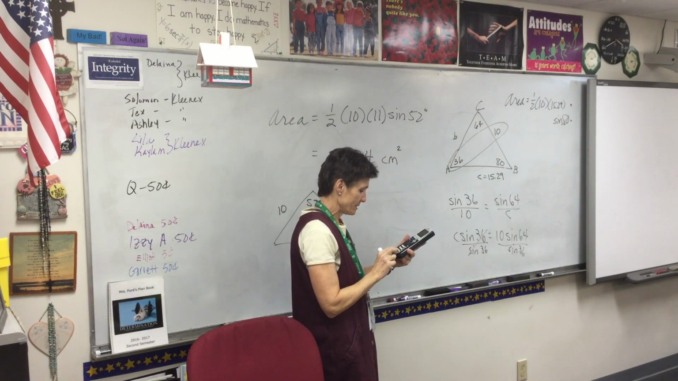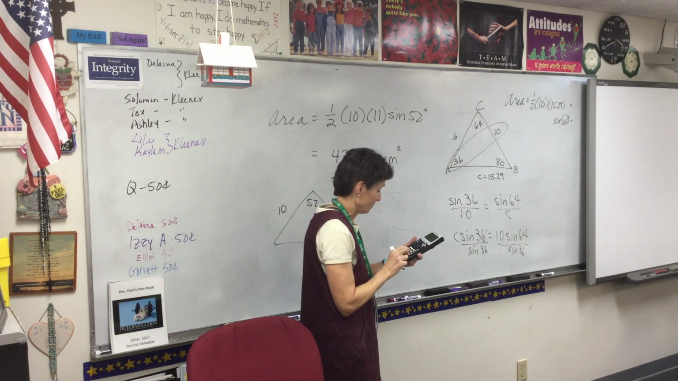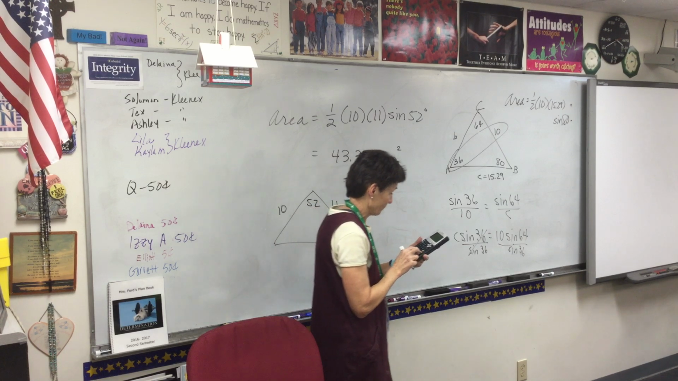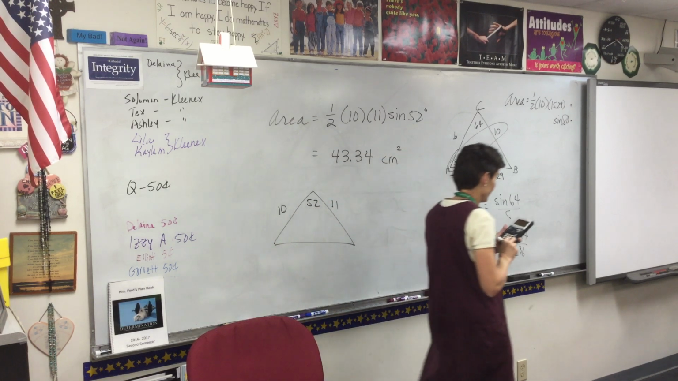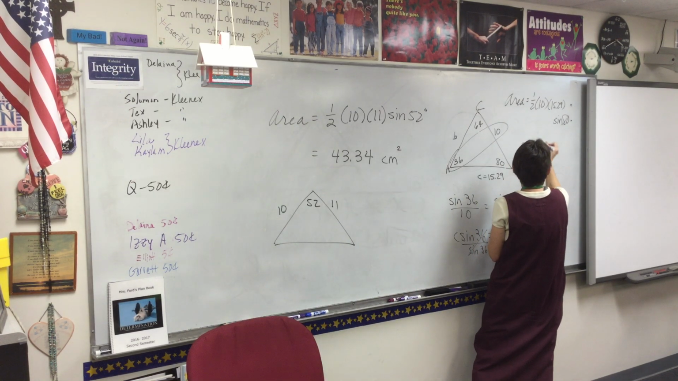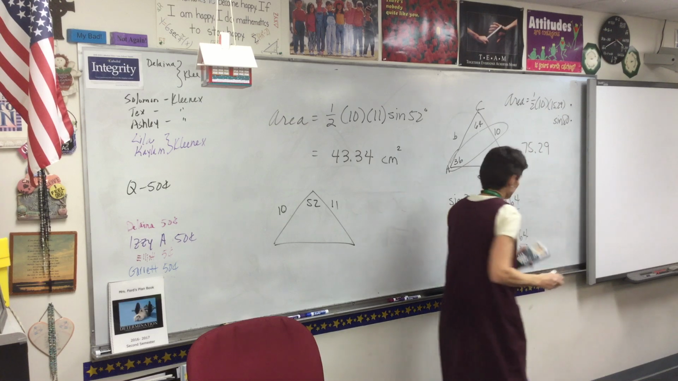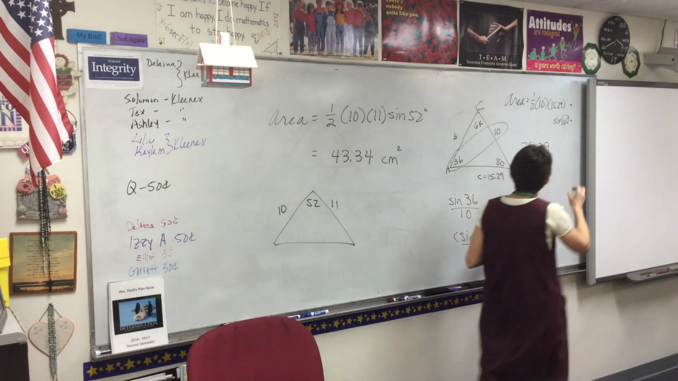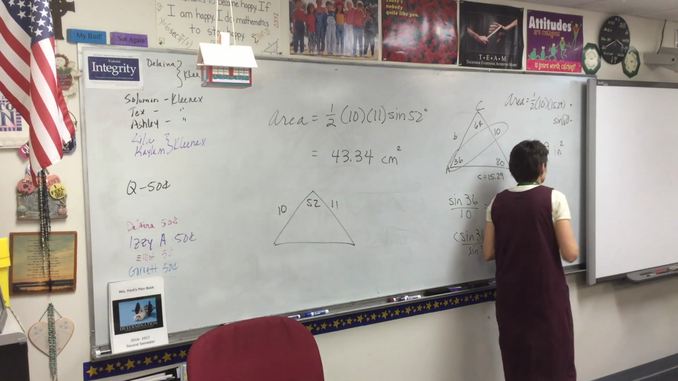Two sides and the included angle. I got 75.29. And did I have any units on that one? Inches? What'd you get?